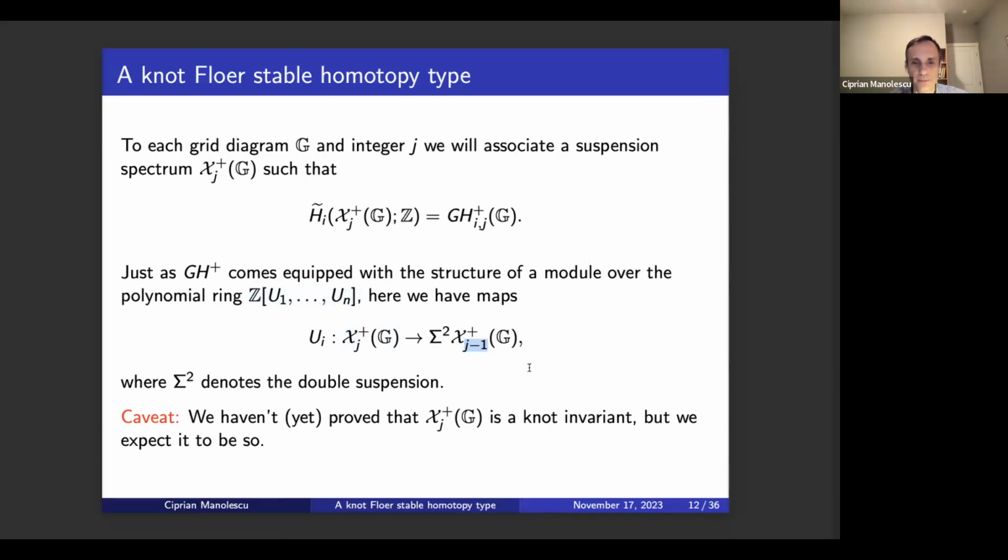Now in our first paper, which appeared 2 years ago, we haven't proved that this is a knot invariant. At the level of homology, we know that the complex depends on the grid, but the homology is knot Floer homology, which has wonderful applications. Similarly, we expect our spectrum to be a knot invariant, and we're working on it. I think we're pretty close to proving it. That's going to be a second paper if we manage to prove it, but I don't want to claim it just yet.